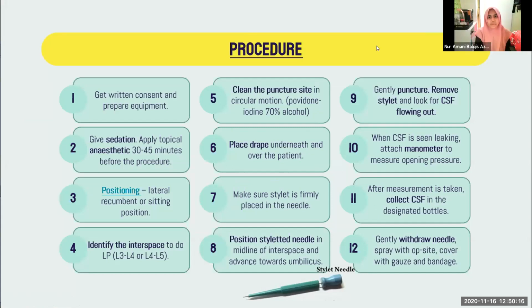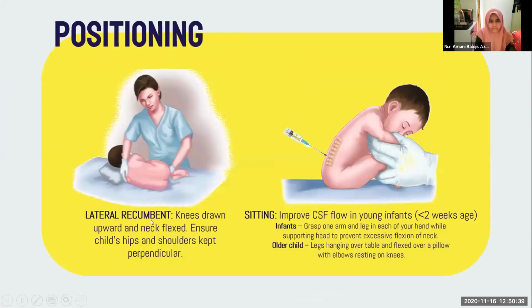Okay, I would like to summarize the procedure again. First of all, we need to get the consent from the parents and then prepare the equipment. After that, sedation should be given, if possible, give it early so that it can have its effect. And then about positioning, it is important to position the patient correctly. For position, we have either lateral recumbent position or sitting position. And we can have an assistant to assist us in holding the patient.